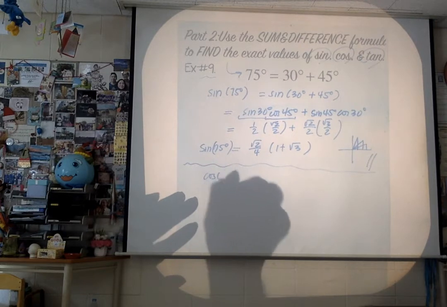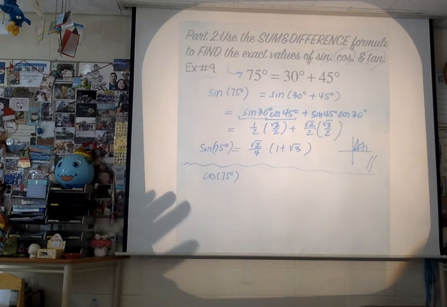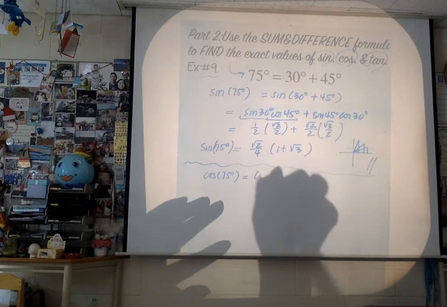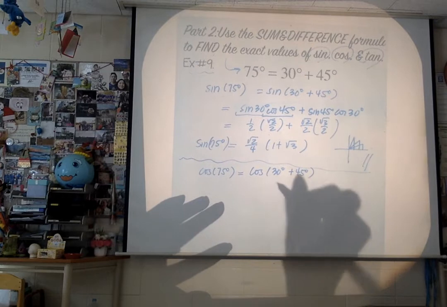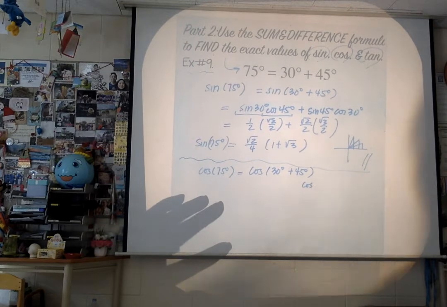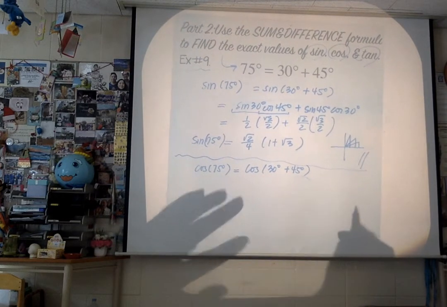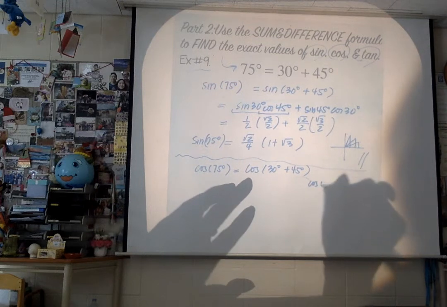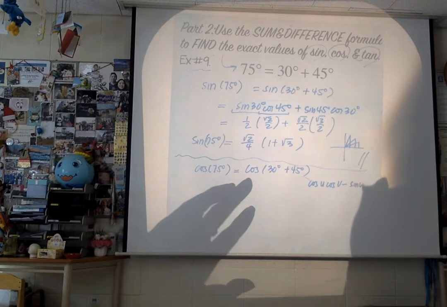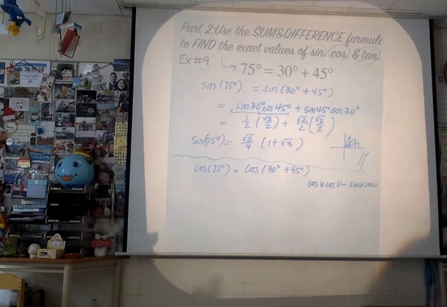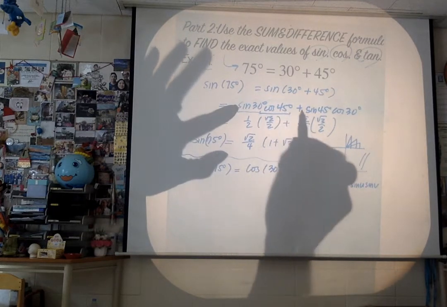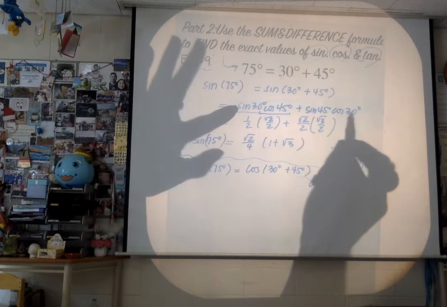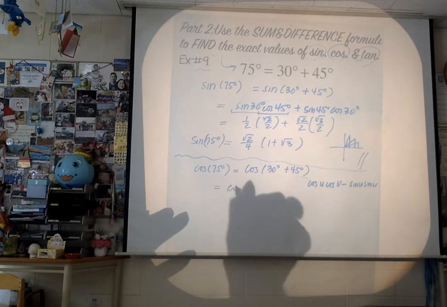So why don't you use the same technique for cosine? Stop the video and try it yourself. Now you're looking for cosine of 30 degrees plus 45 degrees. If you want, write the formula underneath: cosine of u plus v. That's going to be cos u cos v minus sine u sine v. The sine one was sine u cosine v plus sine v cosine u. So now we're going to write cosine of 30.